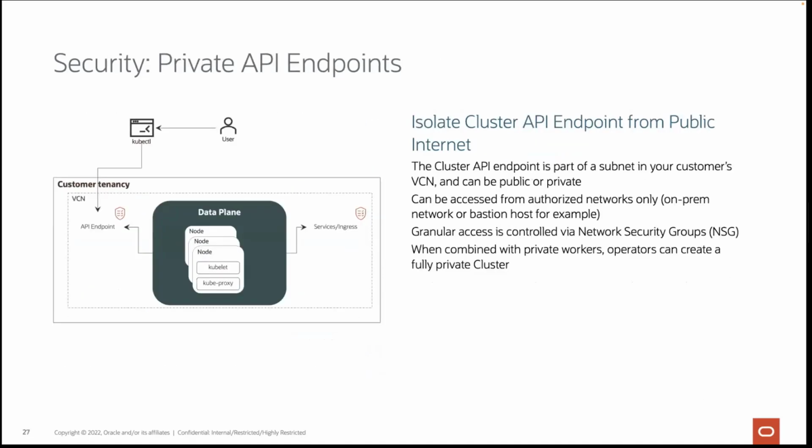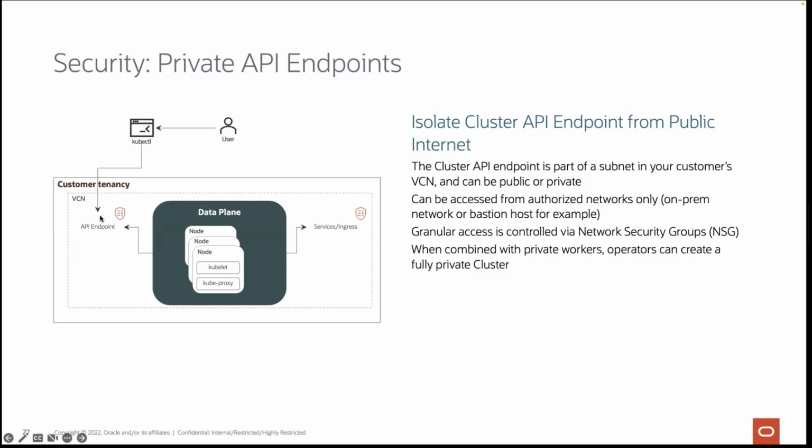So the last section is speaking about private API endpoints. We have had enterprises requiring robust access control for their Kubernetes clusters to meet their security and compliance needs. So private API endpoints here help them to achieve that by providing an option to assign a private IP address to the API endpoint.